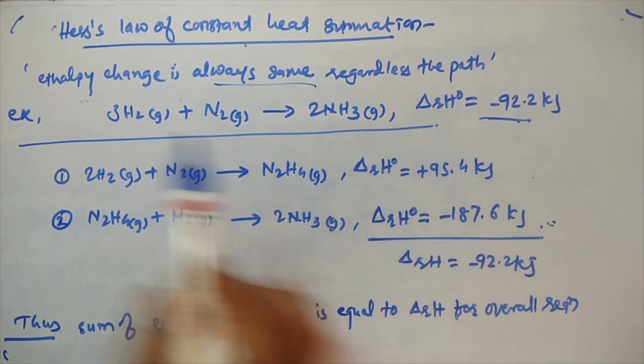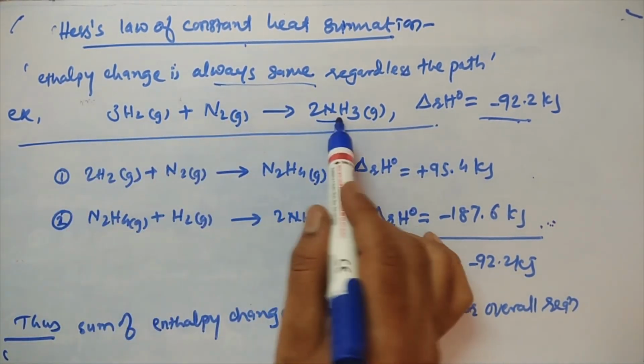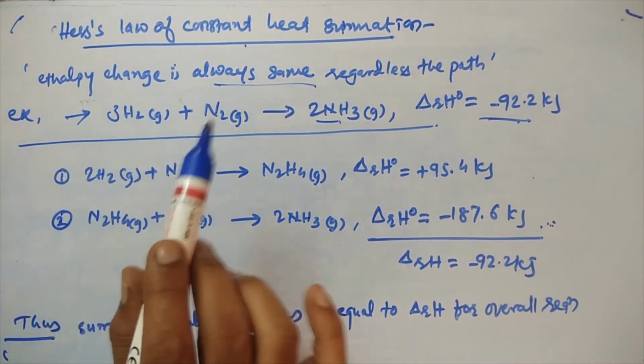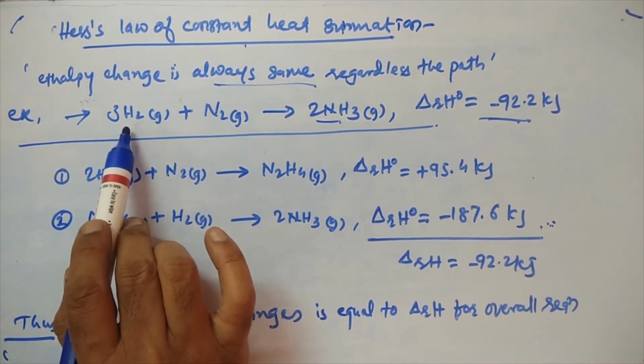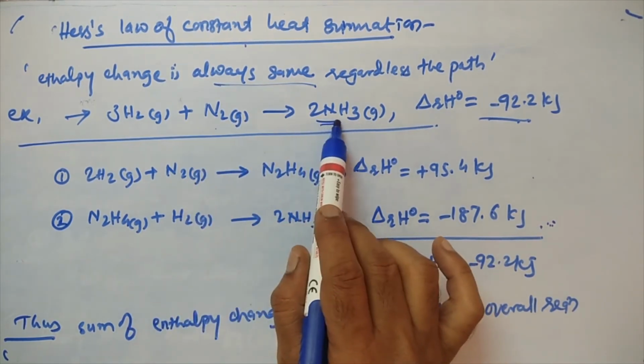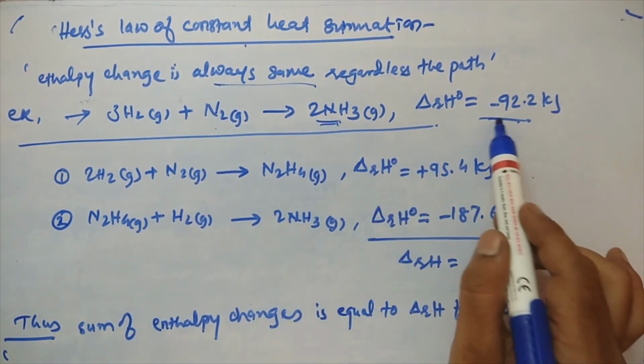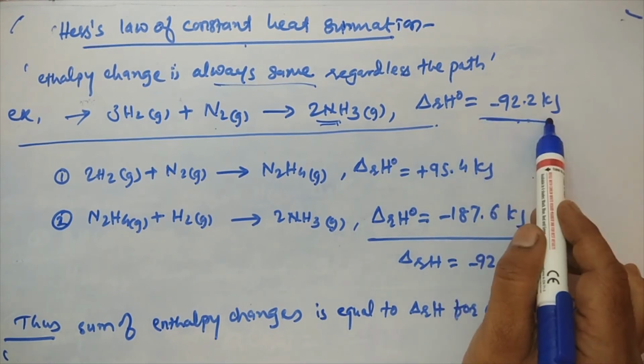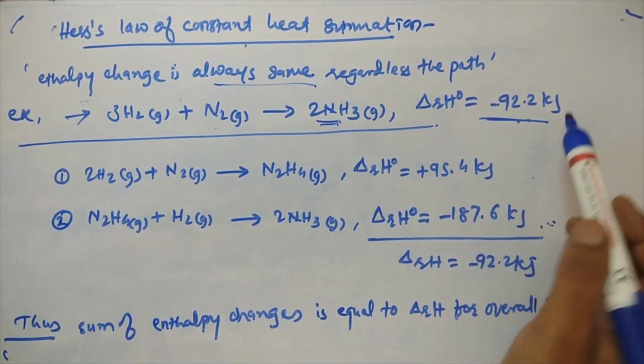Now see, consider this reaction, formation of ammonia in one step. When 3 moles of hydrogen react with 1 mole of nitrogen to give 2 moles of ammonia, the enthalpy change for the reaction is minus 92.2 kilojoules.